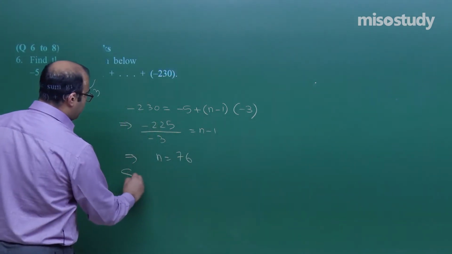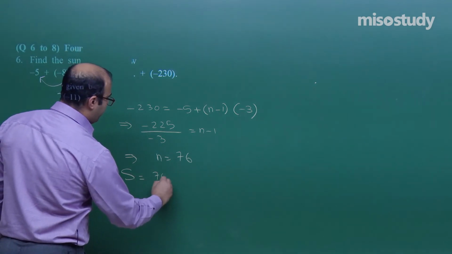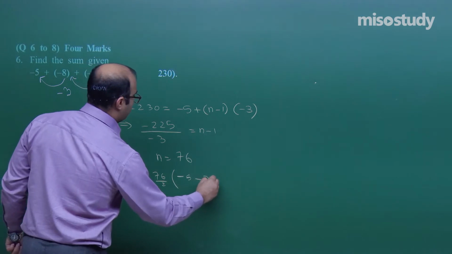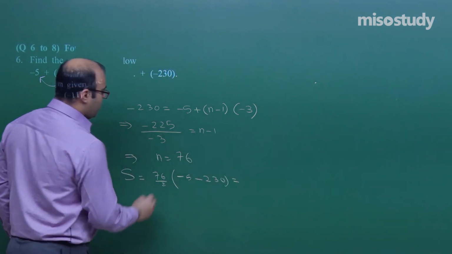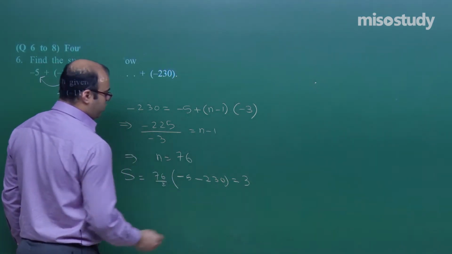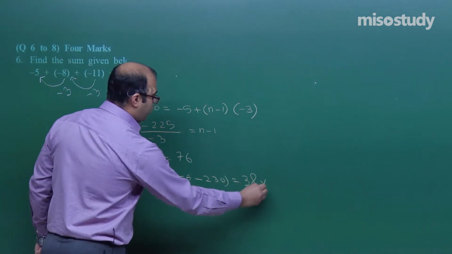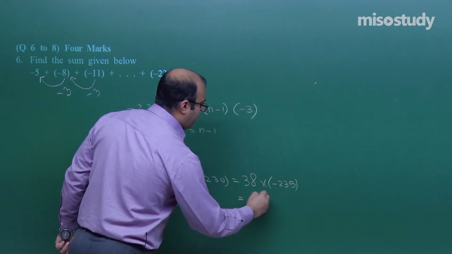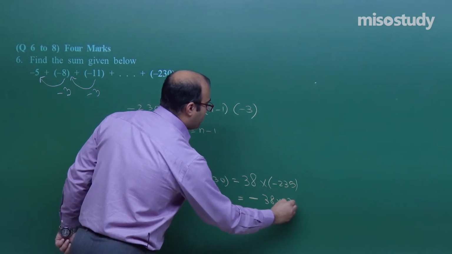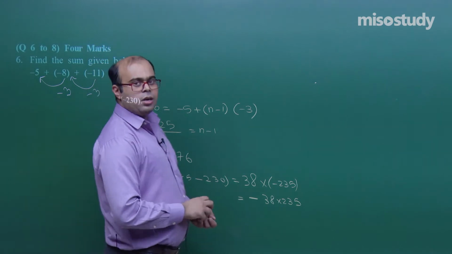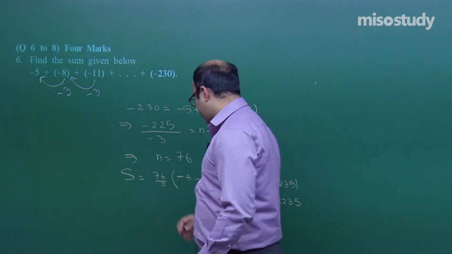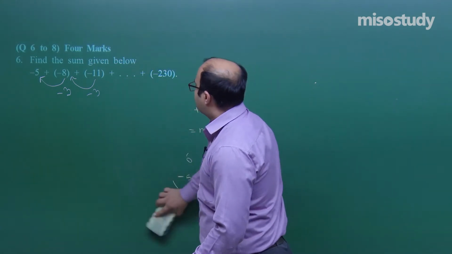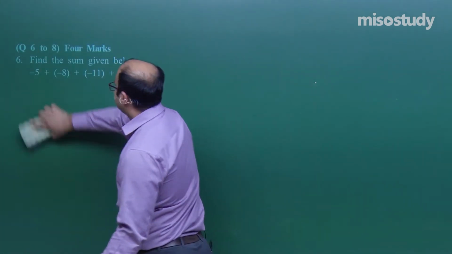Now, the sum of this series will be n by 2, that is 76 by 2, times first term plus last term, that is minus 5 and minus 230. We will add them. 76 by 2 is 38, into minus 235. So, the answer we will get after multiplying 38 with 235 with a minus sign. This will give you the total sum of this series. Okay, students? Right. Now, let us come to the next question, which is also of 4 marks.